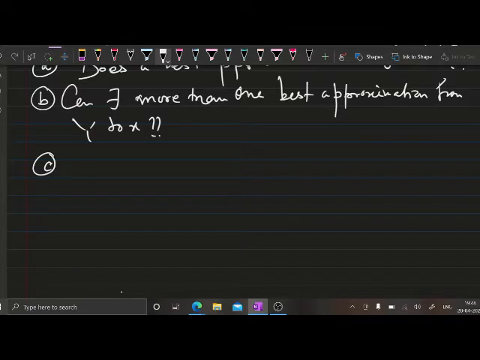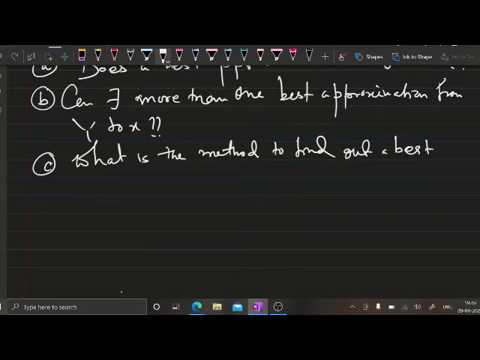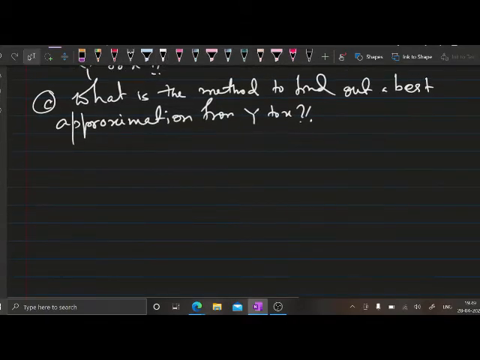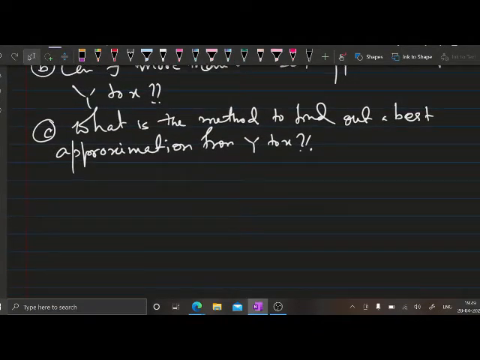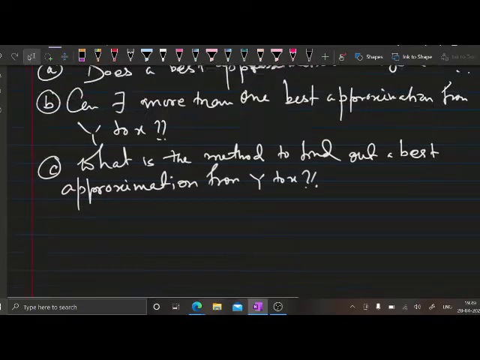And number three, how can we find a best approximation from the set capital Y to x? So what is the procedure to find a best approximation from capital Y to an element small x? What is the algorithm? What is the method? Does it have any formula which will help us get the best approximation from Y to x? So these three viable questions can be posed here, and we will answer them one by one.